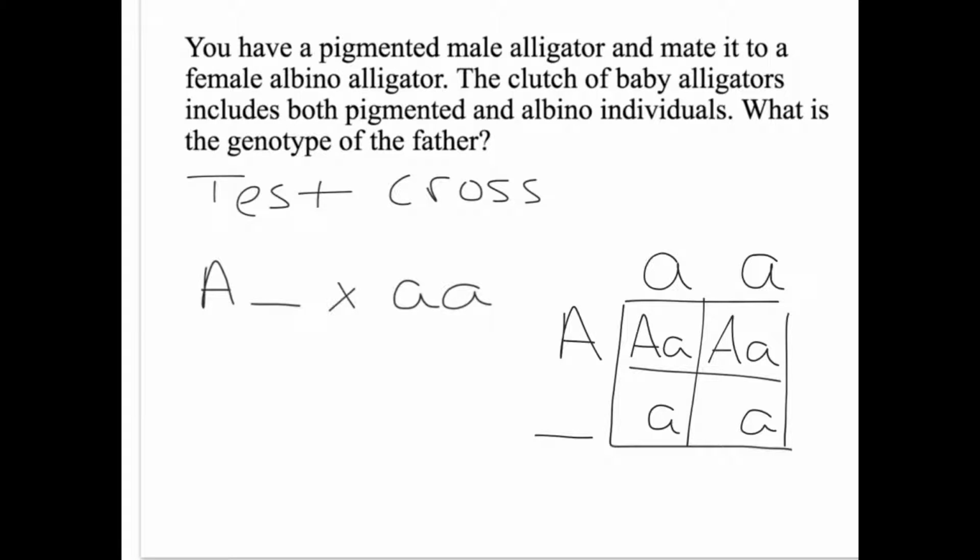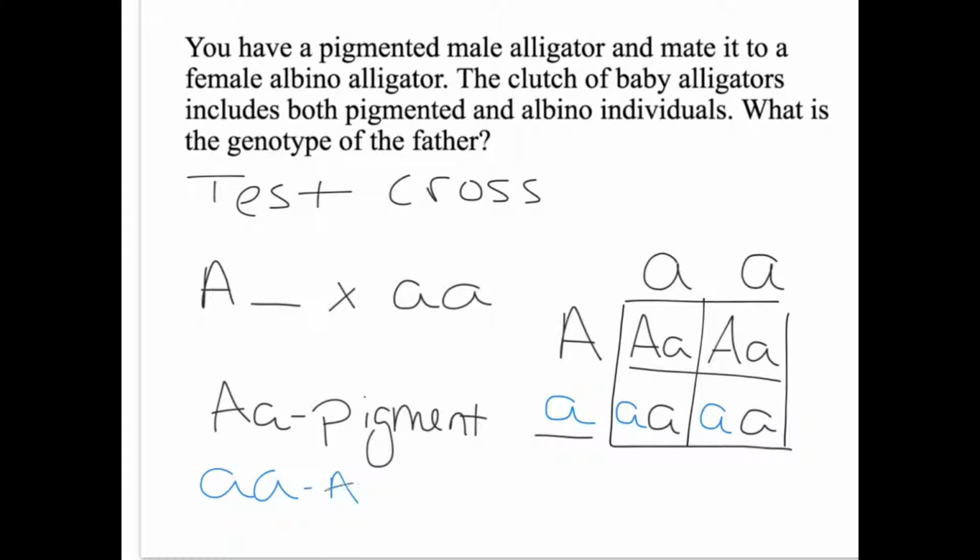Now, if we go back to the question, we can see that the clutch of baby alligators from these parents included both pigmented and albino individuals. So from what we have so far in our Punnett square, we see that big A, little a, we're going to have some pigmented babies. So to get unpigmented individuals or albino alligators, we need the father to have a little a, so a recessive allele. This means that the offspring in these bottom boxes will be little a, like mom. Okay, so little a will give us albino babies.